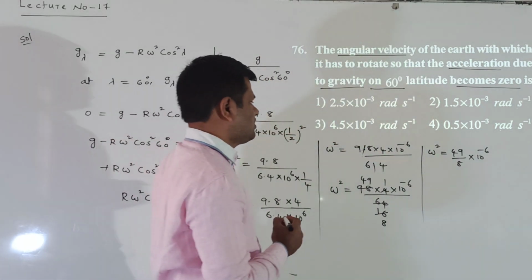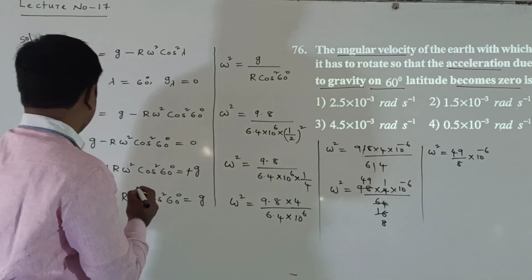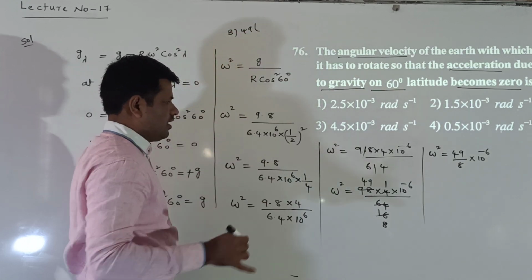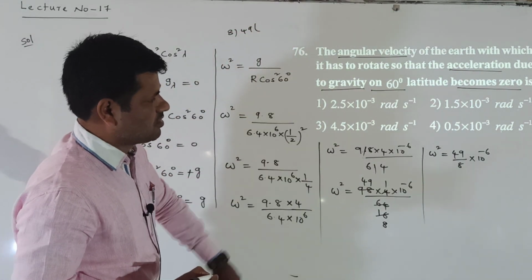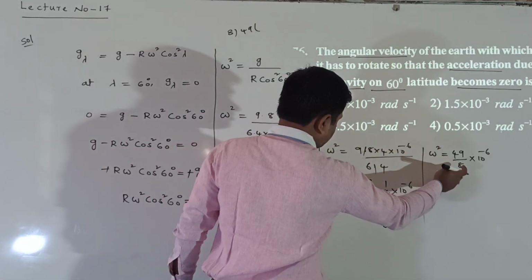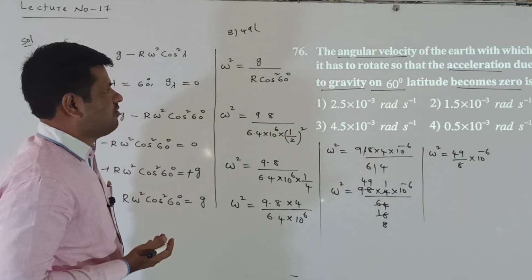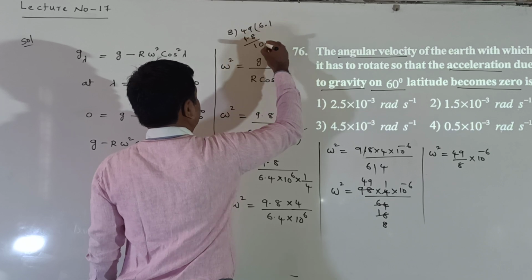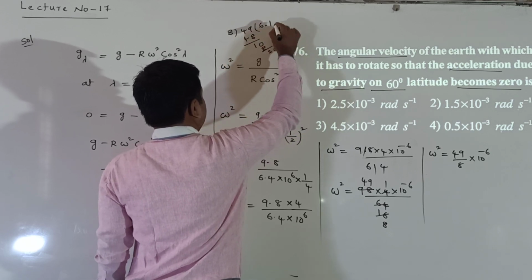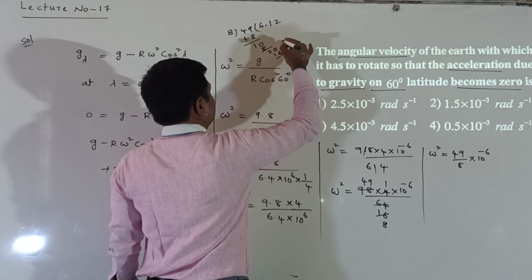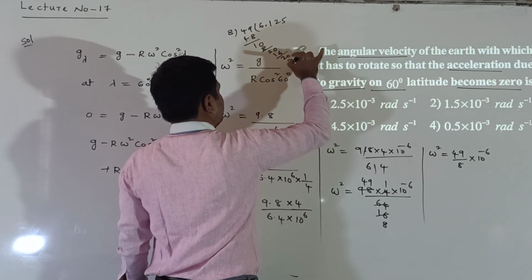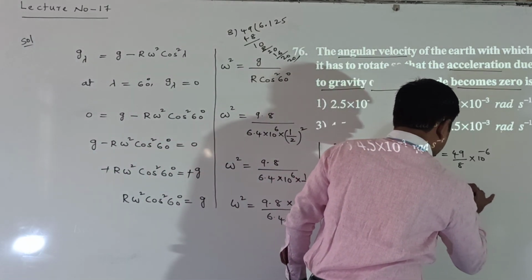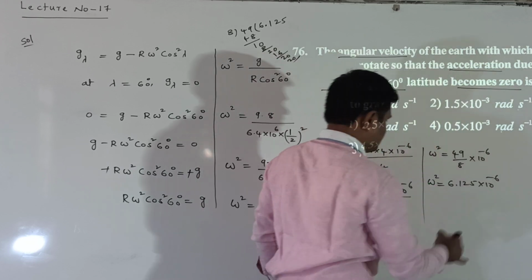Now 49 is divided by 8. 8 sixes are 48, remainder 1, which gives 6.1. Then 8 ones are 8, remainder 20; 8 twos are 16, remainder 4; 8 fives are 40. This means the value is 6.125 into 10 power of minus 6.